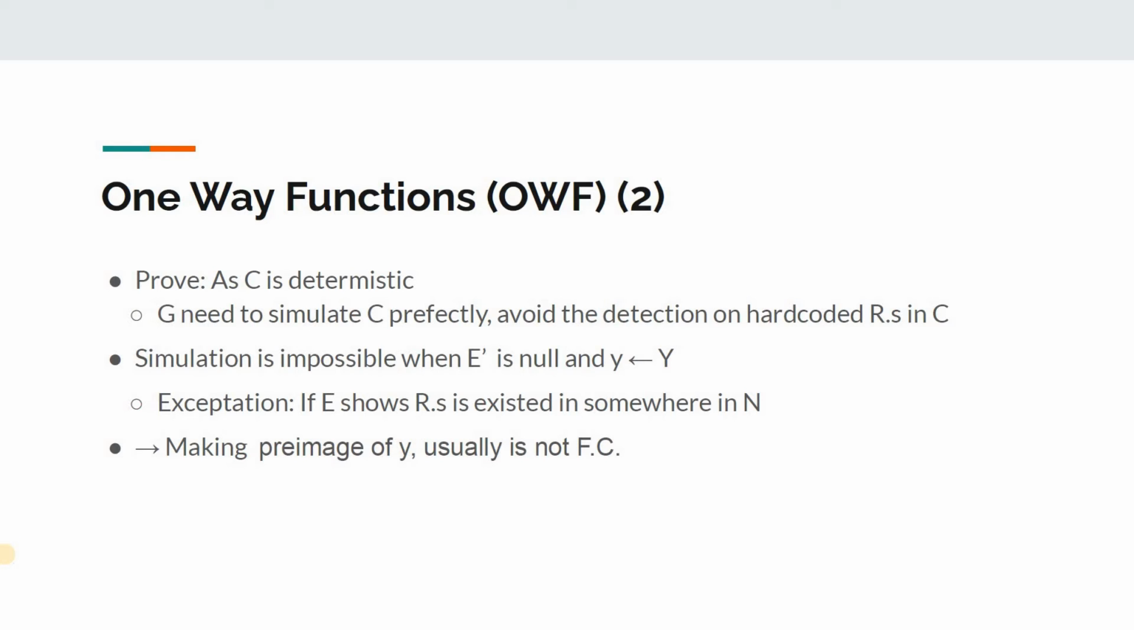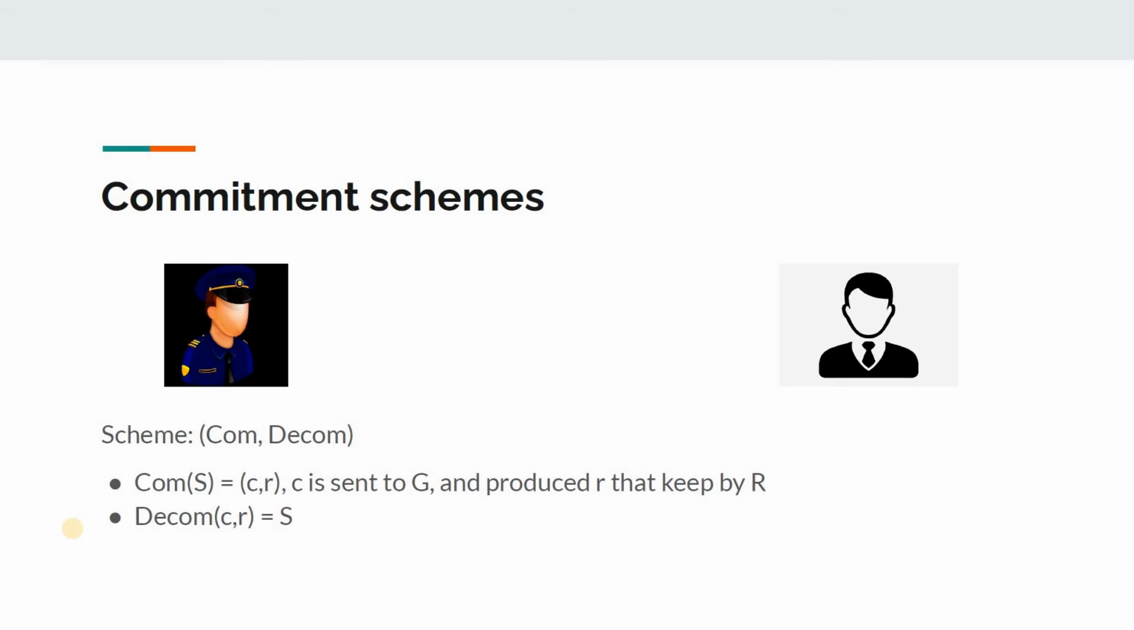So after these two pages, we can simply say that computing a pre-image of y is usually not an FC. Next, we talk about the commitment scheme, which contains commitment and decommitment steps. When we commit S, the result outputs C and R, where C is sent to the government side and R is kept by the respondent. When we decommit C and R, we get back S, the secret.